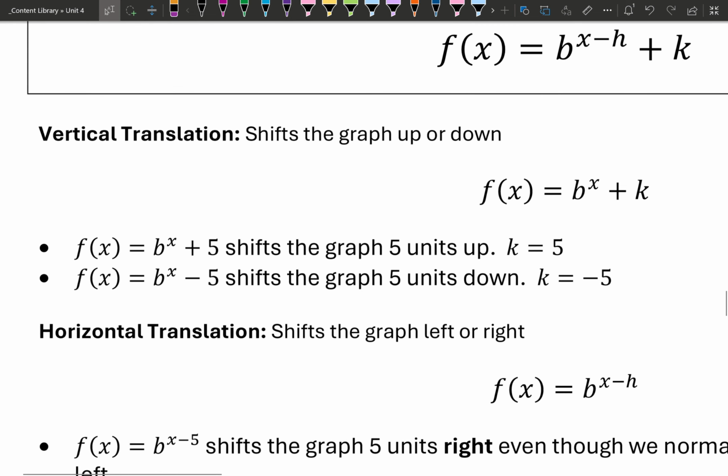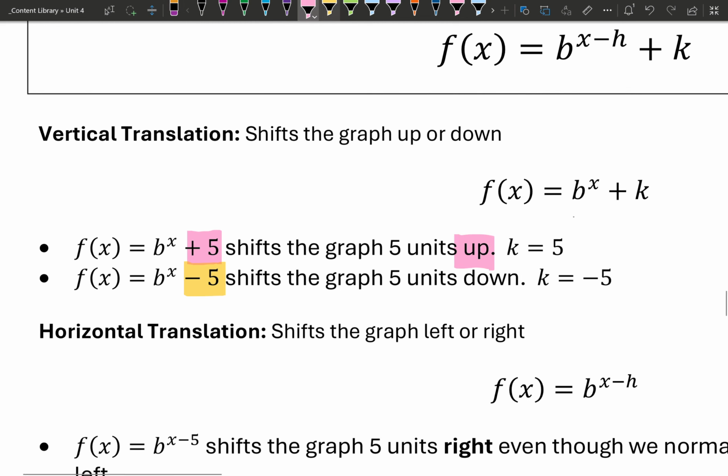The vertical translations are going to be up and down. As we discovered yesterday, adding moves it up. Adding outside of the exponent moves units up, and subtracting moves it down. Oh, I don't like that. I'm going to highlight that again.